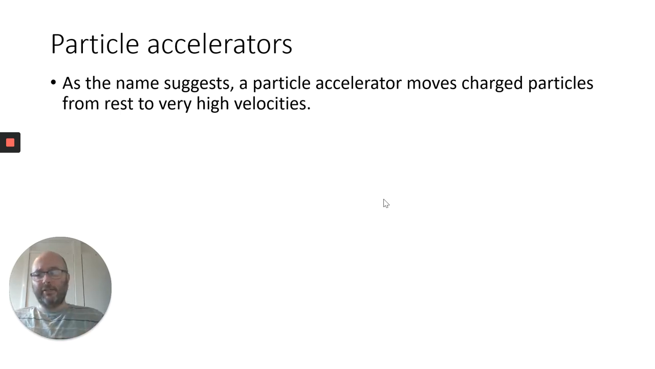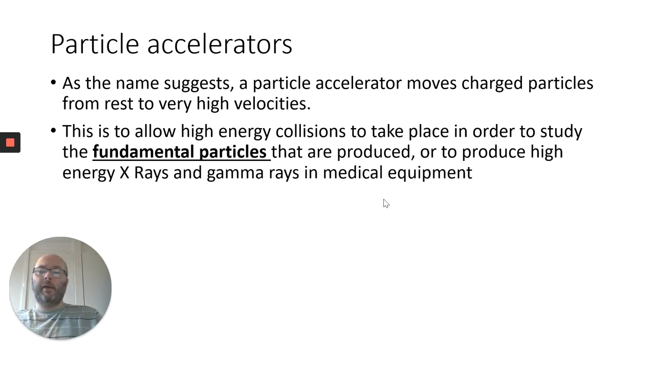So physicists are not particularly imaginative or creative at times. As the name suggests, a particle accelerator, well, it accelerates particles. So it takes charged particles and increases their velocity to actually very high velocities and therefore very high energies. Now, why do we do this? There's actually two reasons for this.